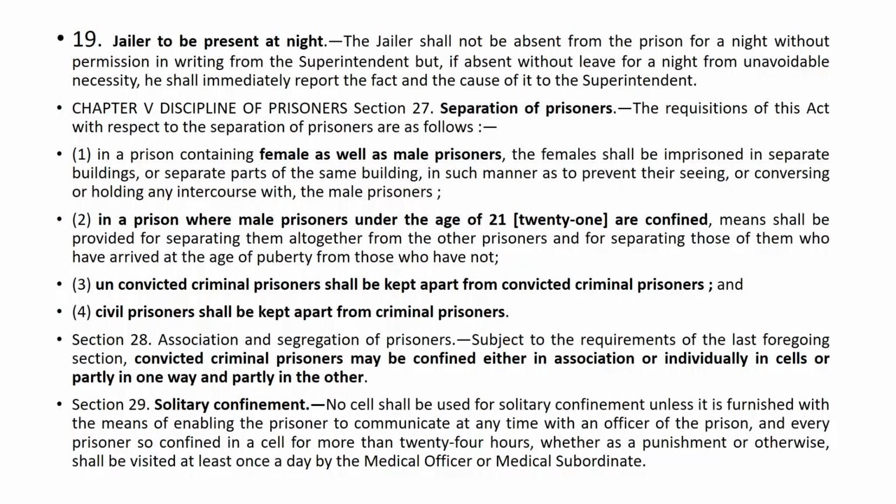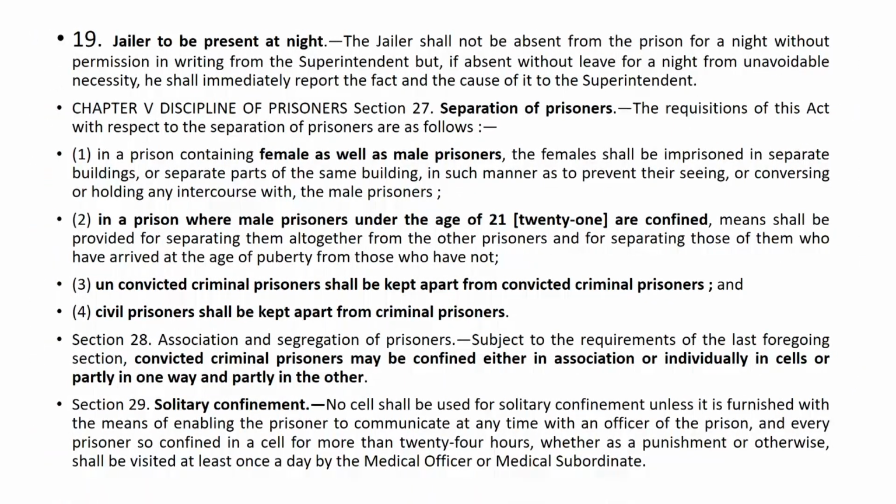And I would like to quote what is being stated here in section 27 subclause 2. In a prison where male prisoners under the age of 21 are confined, means shall be provided for separating them altogether from other prisoners, and for separating those of them who have arrived at the age of puberty from those who have not. Now, all these things are being laid down so far as section 27 is concerned.